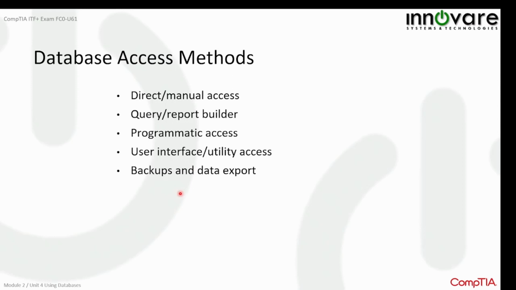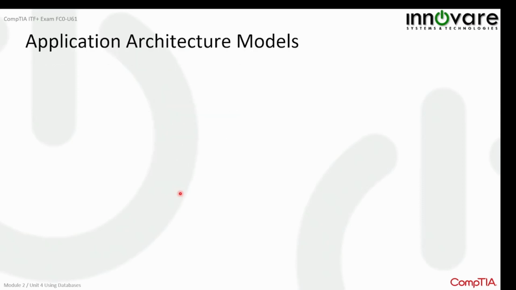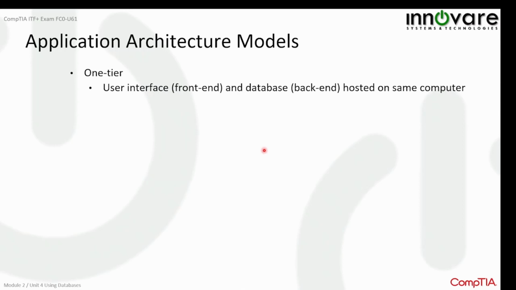Meron tinatawag na one tier. This is just a direct from user and then to the data. A user, that is what commonly is called a front end. And database, where the data is being saved, yung hosted sa computer, back end. So you will hear front end programming or front end database or back end database. And then meron tinatawag na two-tier.